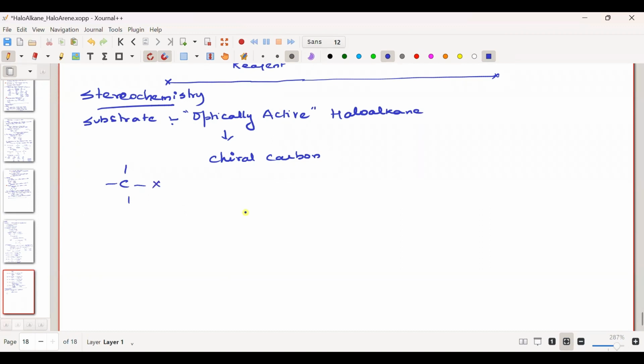But let's say a halogen is attached at this place, a hydrogen is attached at this place, an alkyl group is attached at this place, and another alkyl group is attached at this place. Now, are all four different? Then we say that this carbon is a chiral carbon. Is this a haloalkane? Yes. Now if this haloalkane is chiral, optically active, we say that this is an optically active haloalkane. When it reacts in a nucleophilic substitution reaction, it can show optical activity. That is the first point.